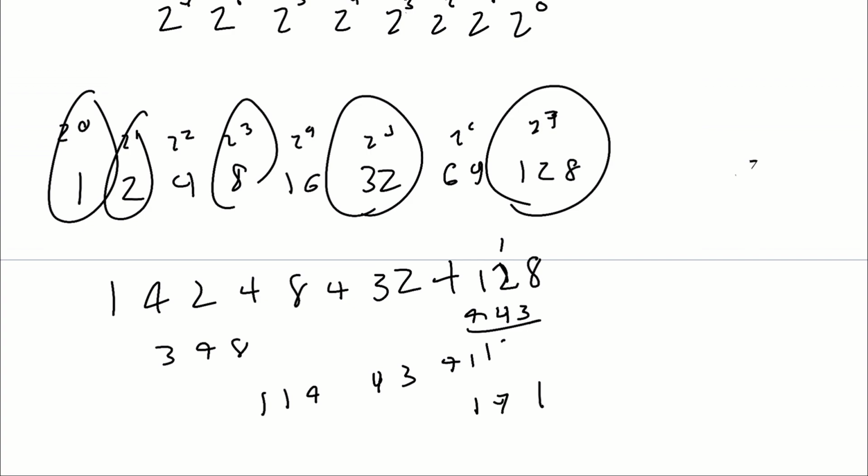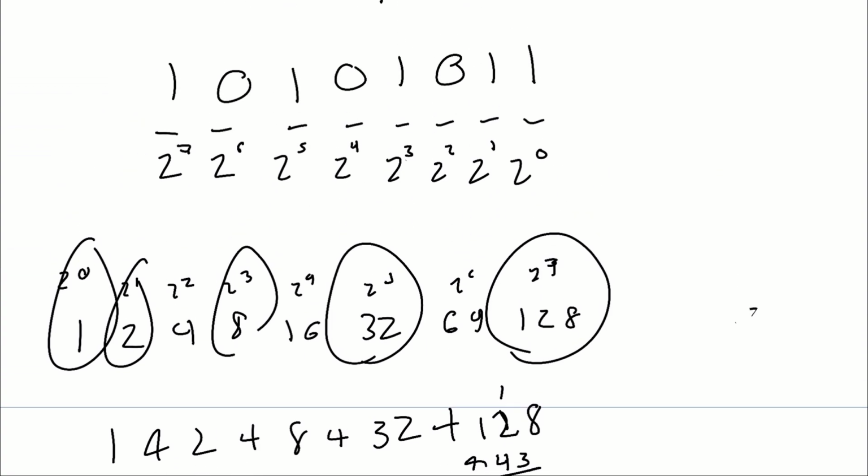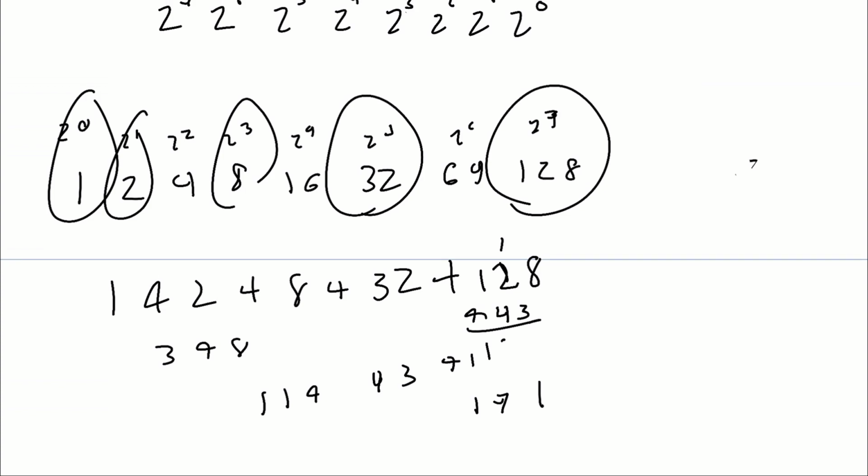Let me double check my math. Binary to decimal calculator, rapidtables.com. So we had 10101011, convert: 171. Yay, we got it right. So yeah, that's how you convert.